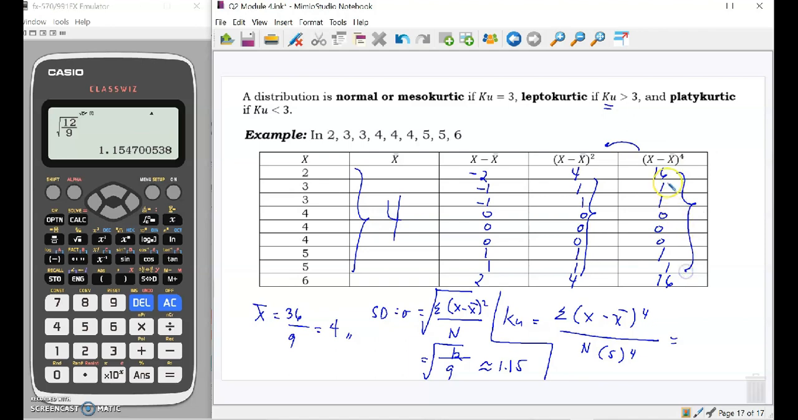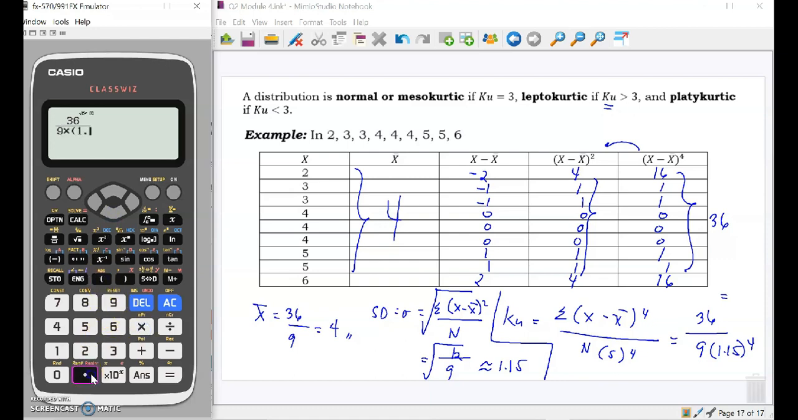The numerator is the sum of this. What's the sum of this? 16 plus 16, 30 plus 4, 36. So the total of this is 36. So that would be 36 over n is 9 times standard deviation is 1.15 to the fourth. Let's just put it here. Key in these values in our calculator. 36, the denominator would be 9 times 1.15 to the fourth. And the answer is approximately 2.28.